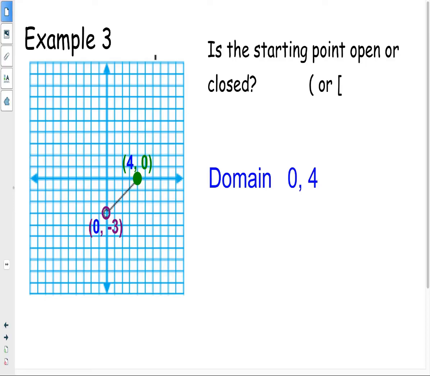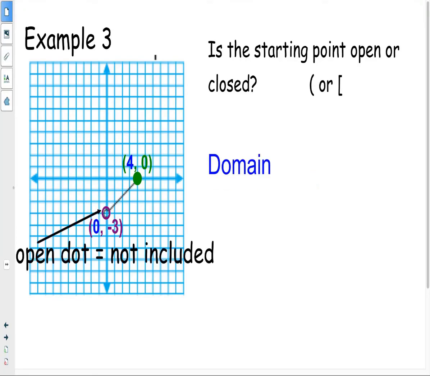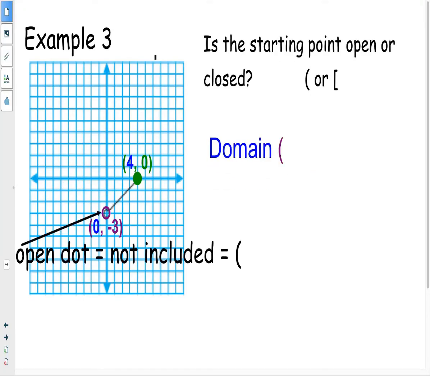Now that I know my minimum and my maximum values, we need to talk about brackets or parentheses. Is the starting point open or closed? Since we see that it's open, it is going to be not included, which means that it is going to have a parenthesis.